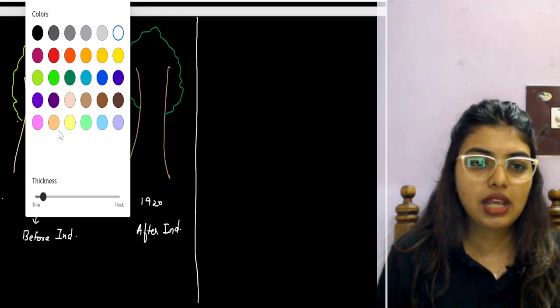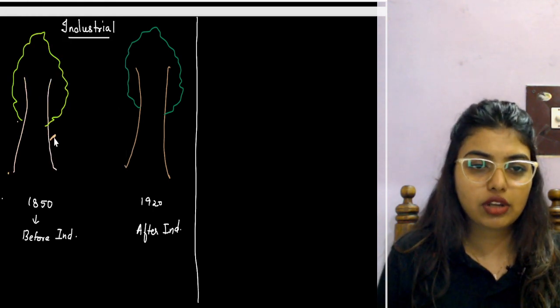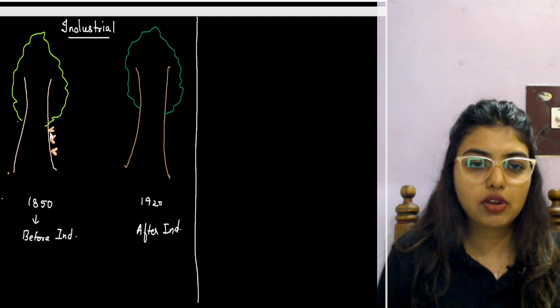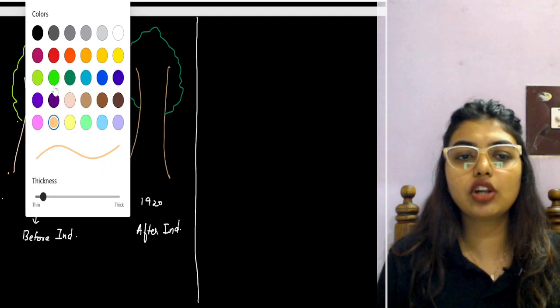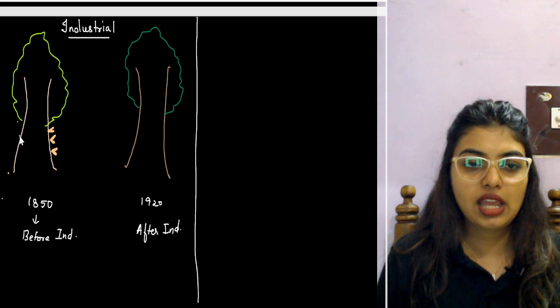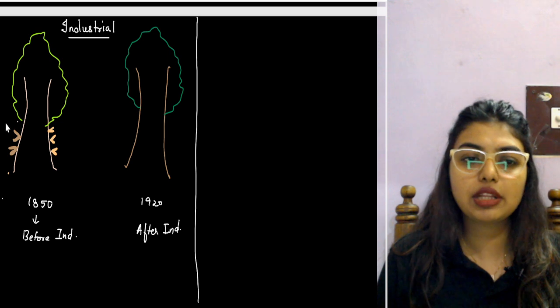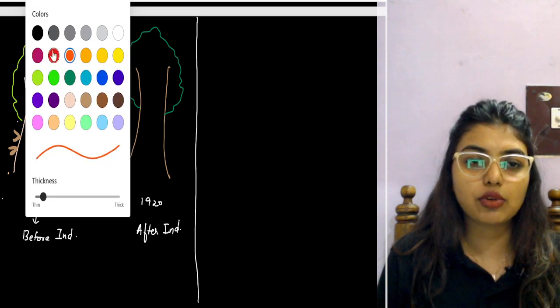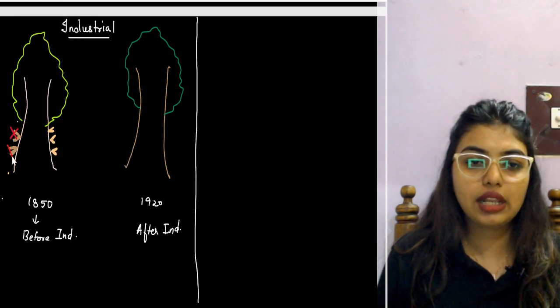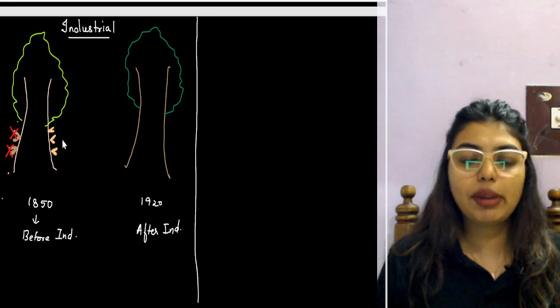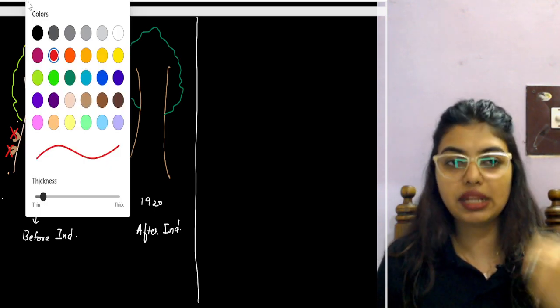The white-winged moth that they're talking about were able to survive here because they were not visible to the predators. But the dark-winged moth was more visibly seen on this one. So the predators used to kill or attack these moths, so automatically the white-winged moth kept increasing.